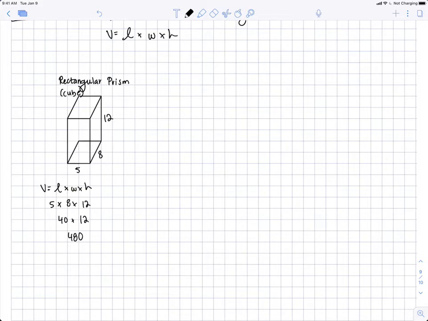Did I tell you our units? To get into the habit of this, I'm going to say that these are inches, okay? Again, not drawn to scale. So because we're talking about volume, remember, volume is always measured in cubic inches. So the volume of this rectangular prism we have here is 480 cubic inches.